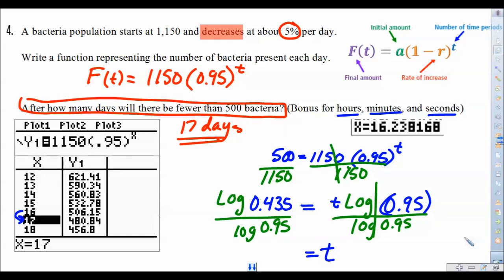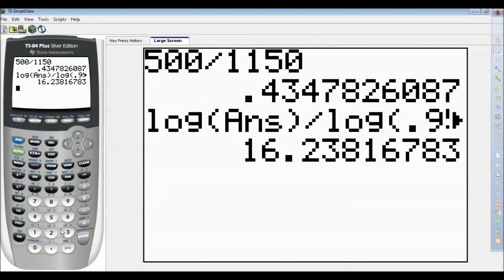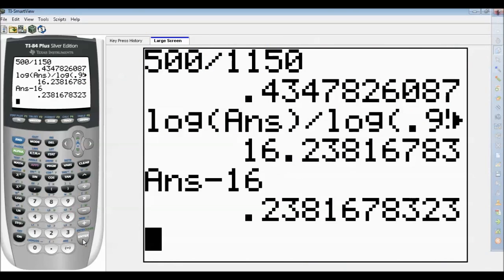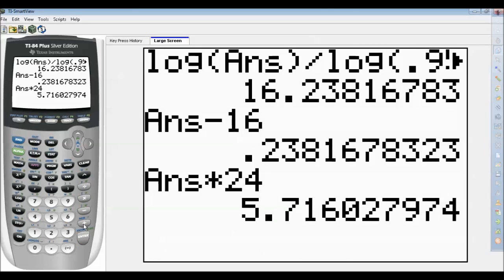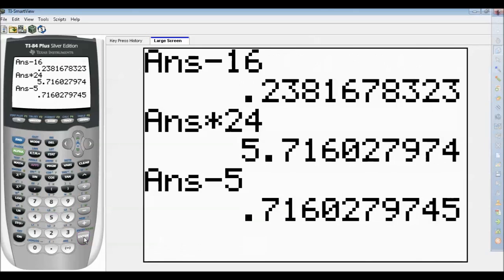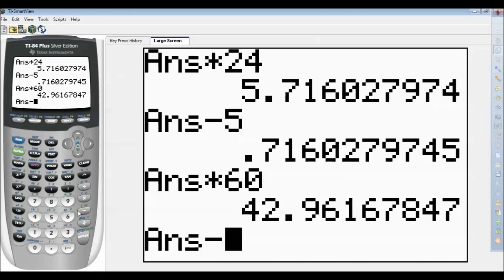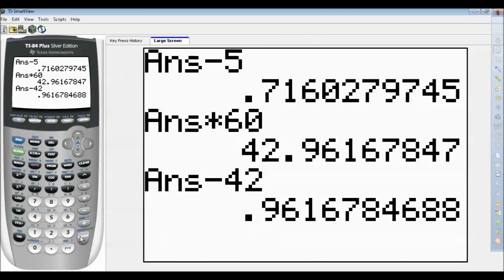Okay, great. So now to get the hours, minutes, and seconds, take off that 16, trim that off, so now we can just look at the percentage there. That's the percentage of the 16th day. So to figure out the number of hours, let's multiply that by 24. So 5 hours, trim off the 5. It's that percentage of an hour. So percentage of hour multiplied by 60. There we go. Trim off the 42, because it's that percentage of a minute. So let's multiply that by another 60.